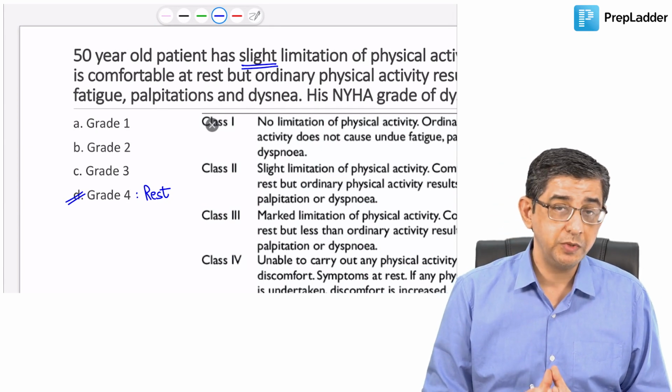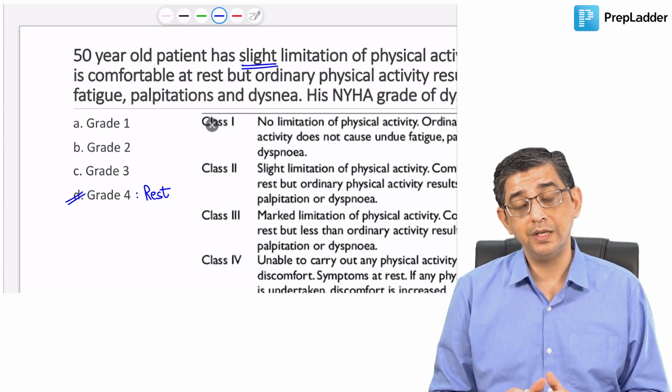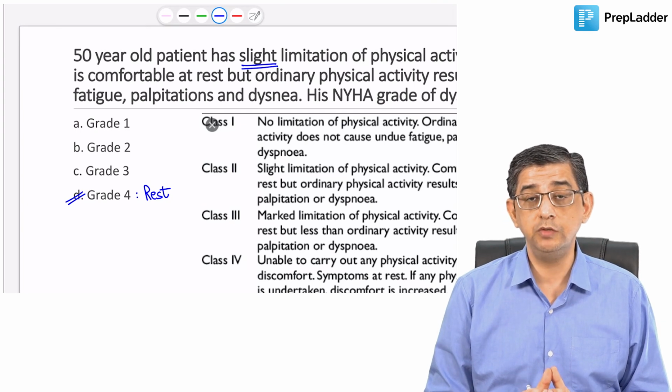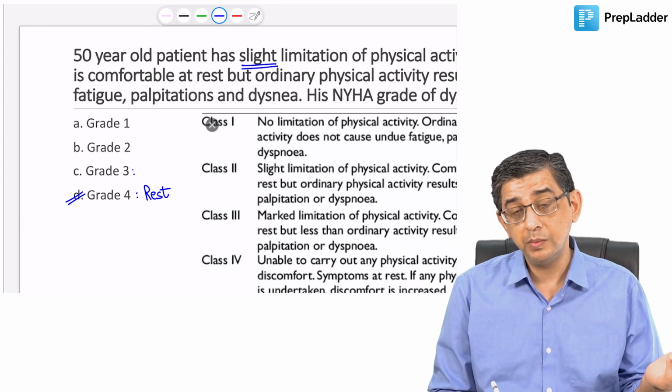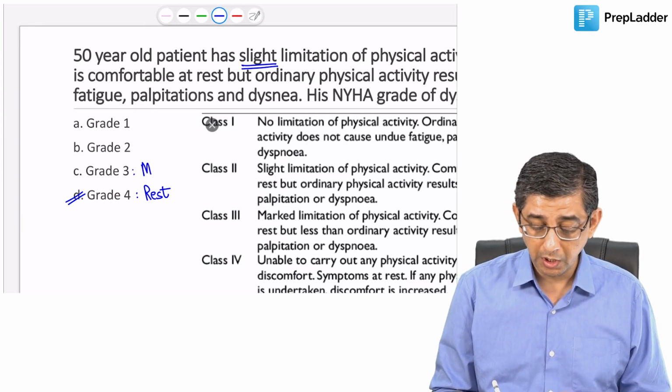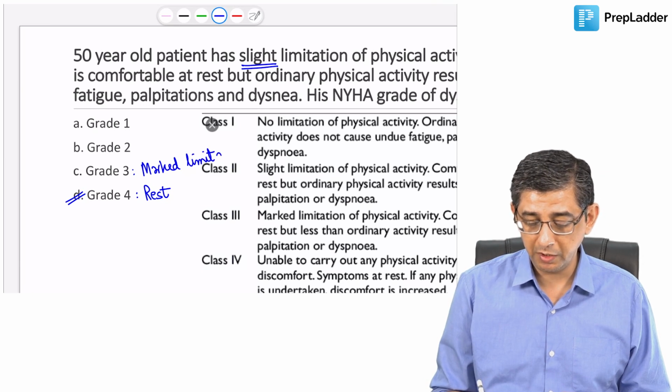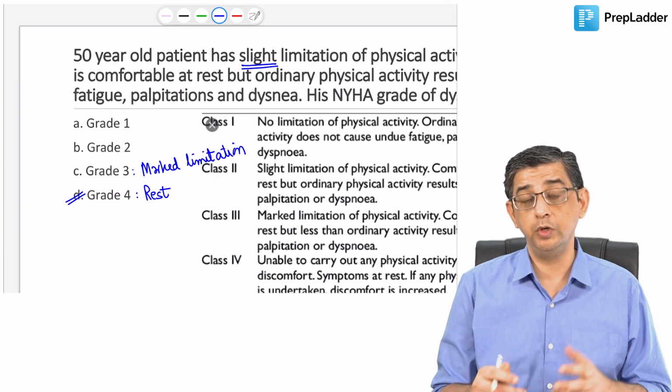When it comes to option number 3, that is grade 3 dyspnea, it is characterized by breathlessness even on going to the bathroom. So if a person cannot even go to the bathroom by himself, he cannot even change his clothes. I will use the word marked limitation because you can understand. I mean, if a person is not able to go to the washroom, you might have to put a diaper in the person.